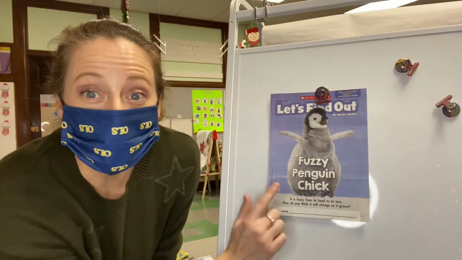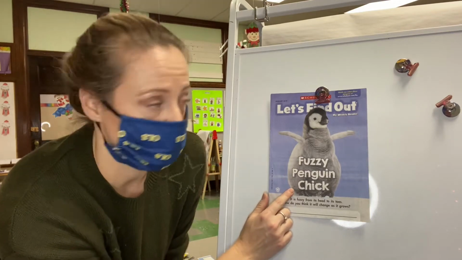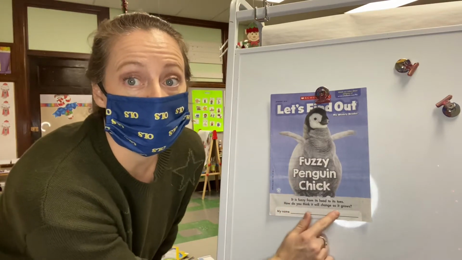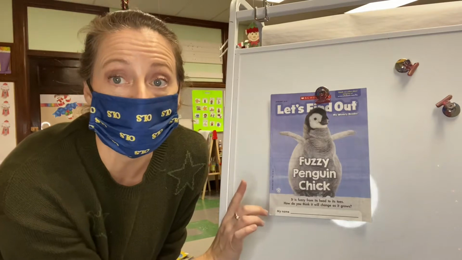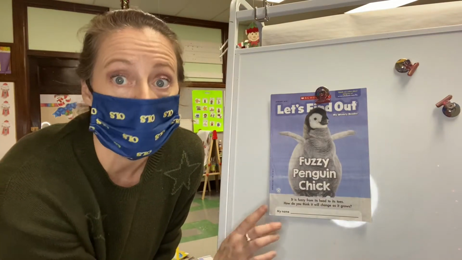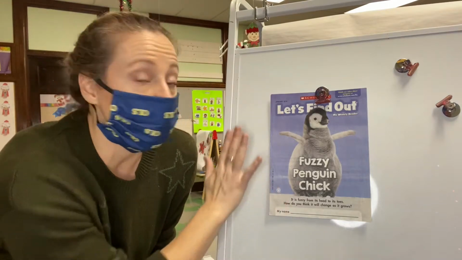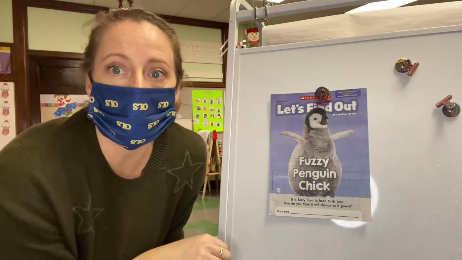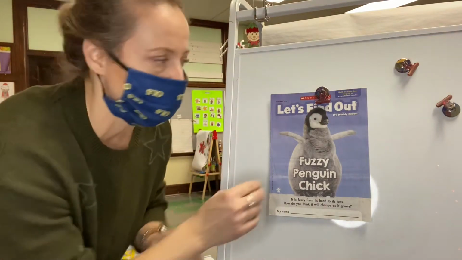Okay, so this is our fuzzy baby penguin chick. It's a little baby penguin. Penguins live in polar regions where it's cold most of the time. Now, there are some penguins that do live where it's warmer, but we're gonna talk about the cold weather penguins. And it's cold there all the time. But because we're about to be cold and snowy, it's kind of fun to talk about penguins now.